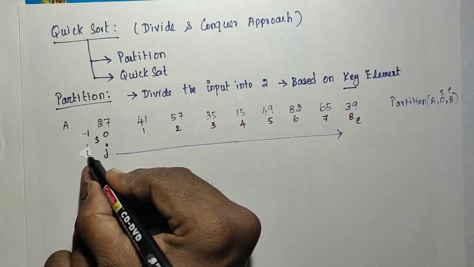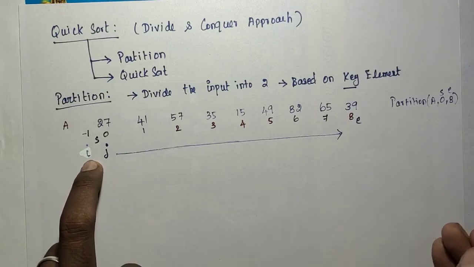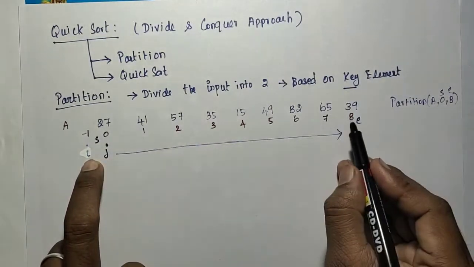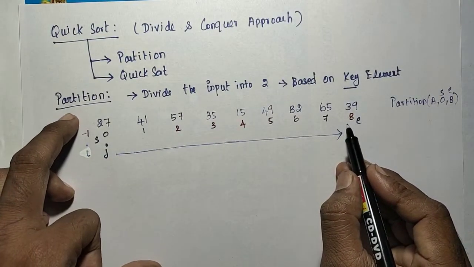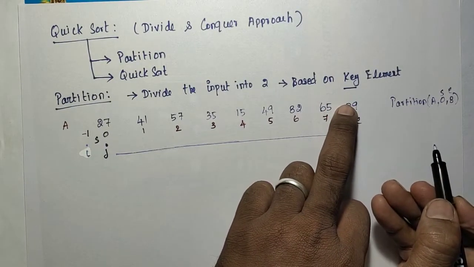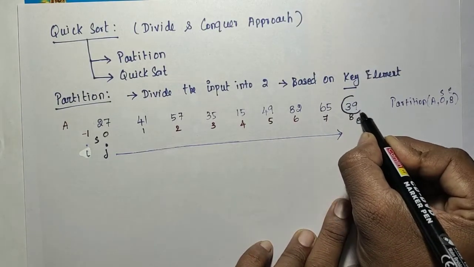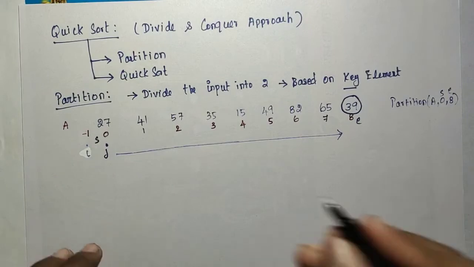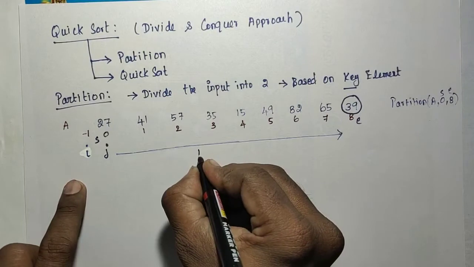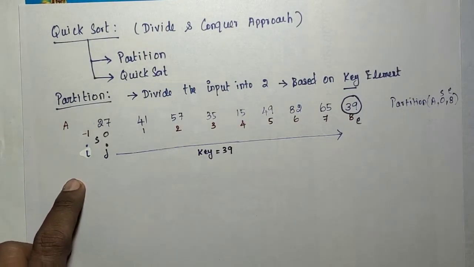The movement of I will be based on some condition. And one element is going to be chosen as the key element from the list. Usually the standard partition algorithm will choose the last element as the key element. So the element I have to choose as the key is 39. So I have to introduce three variables now: I, J, and key. Key equal to 39.